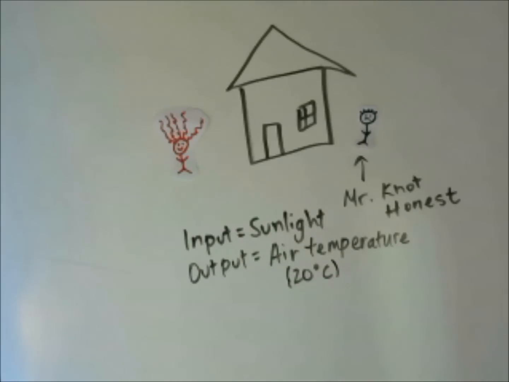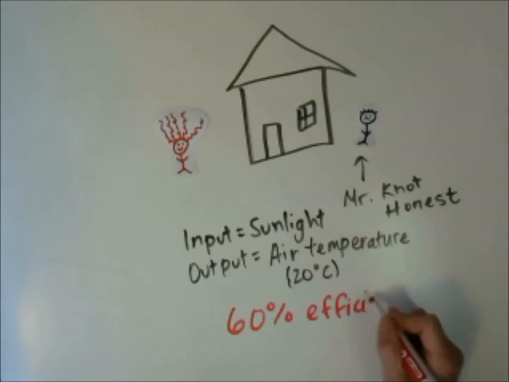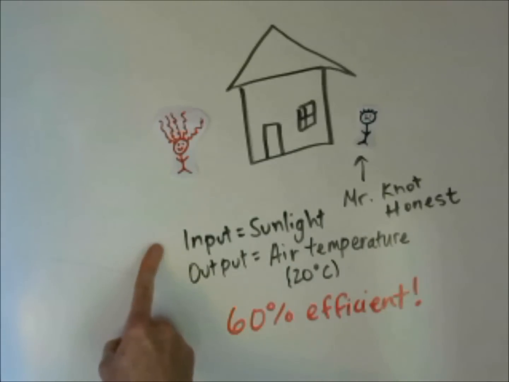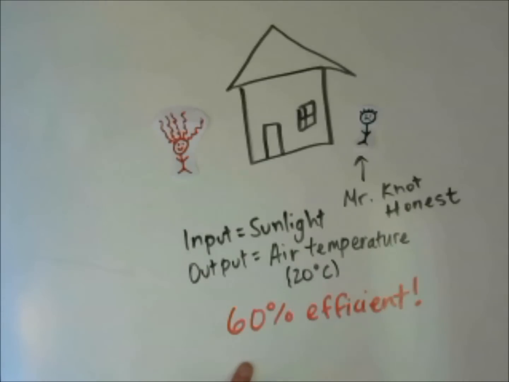He claims that it is 60% efficient. What temperature does the sunlight coming in have to be? Is this a realistic producer of electricity for Francine? Let's see.